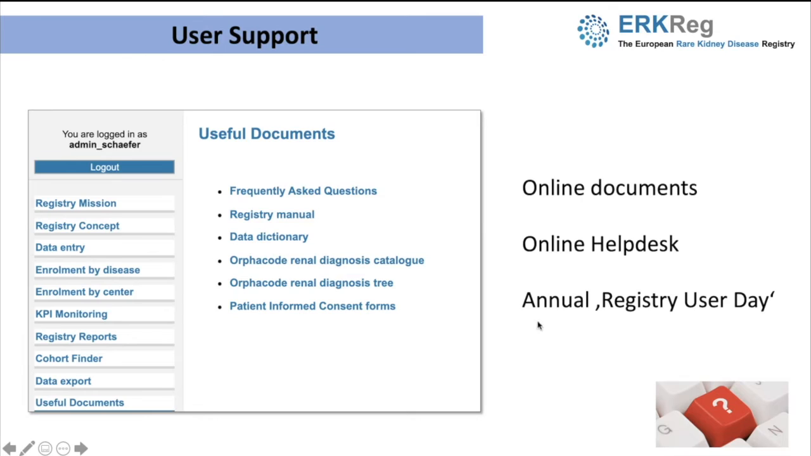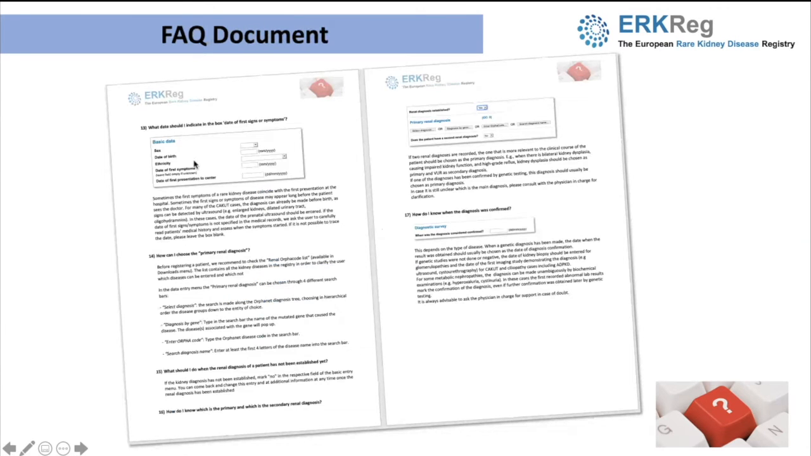Also, we have what we call our Registry User Day once a year, which was started last week. And there people can ask questions, and we inform them about any new amendments to the registry, any changes in the data dictionary, etc. But with every registry, there will be certain questions which are a little bit tricky or maybe not very intuitive to understand what should be done. So for these questions, we have this FAQ document where we explain exactly what should be done to answer the question.